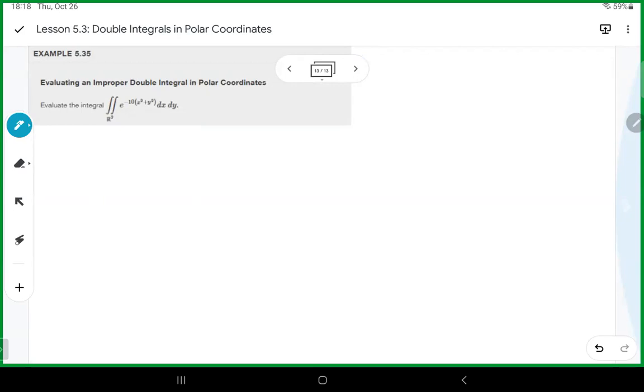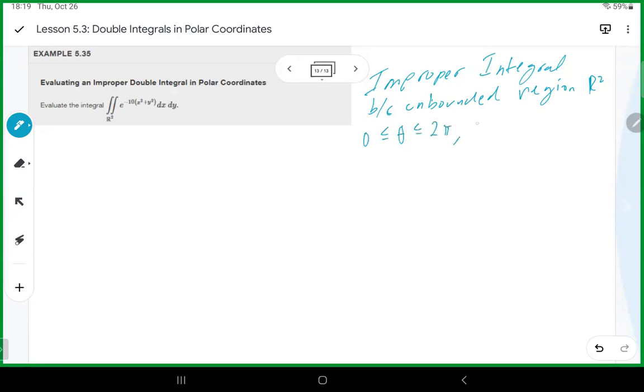All right, so we're going to evaluate the following. This is an improper integral because we are integrating over an unbounded region, R squared. In polar coordinates, the entire plane R squared can be seen as theta from 0 to pi, comma, r from 0 to infinity.